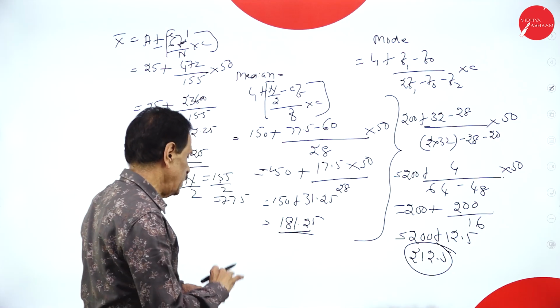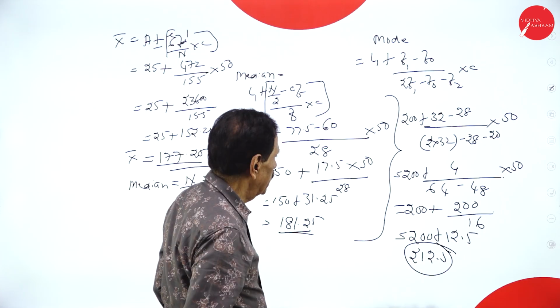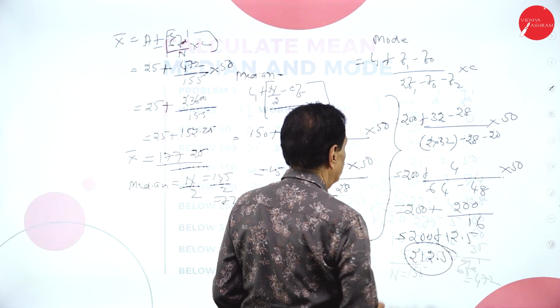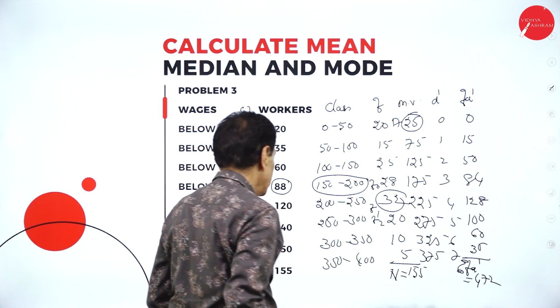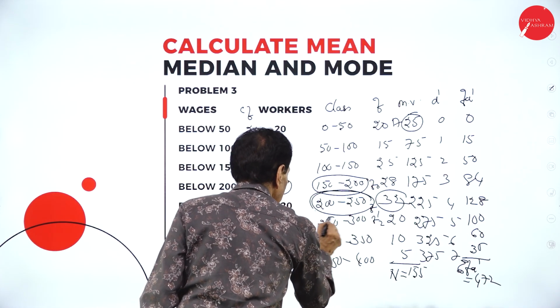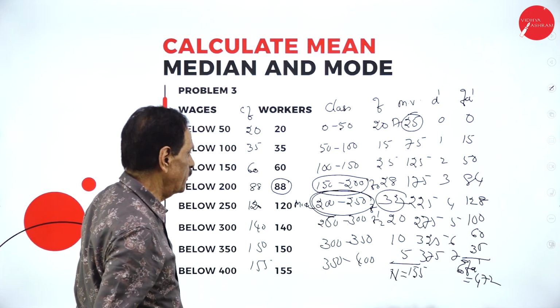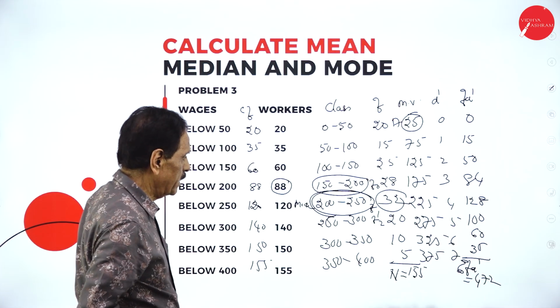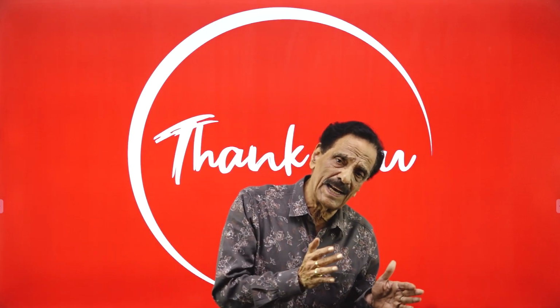Your mode range is between 200 to 250, not the 150 to 200 range, since the highest frequency is 32. So the answer has come 212.5.